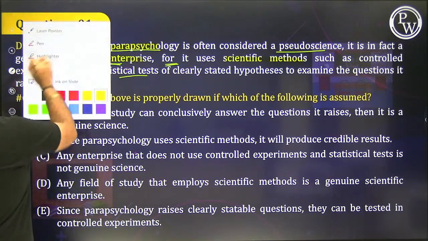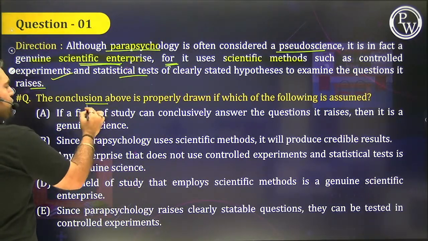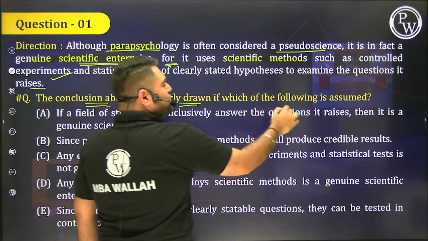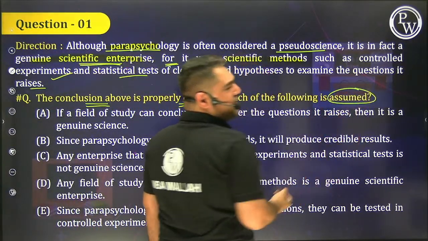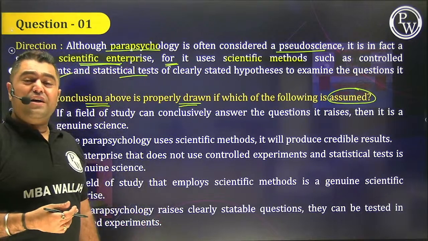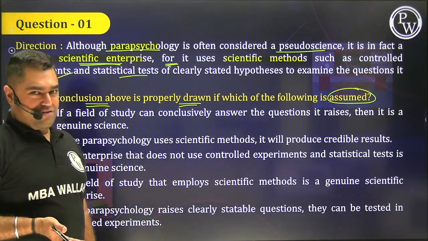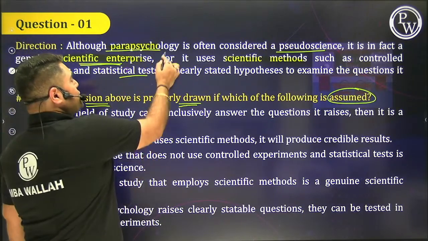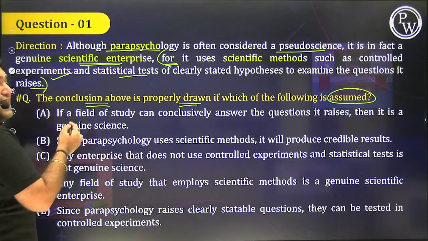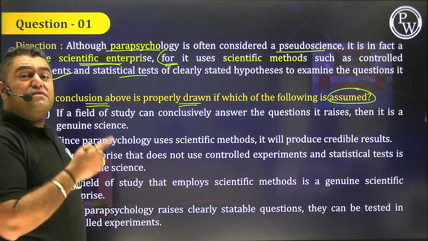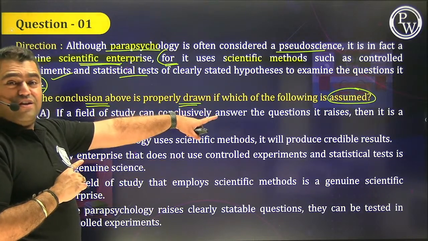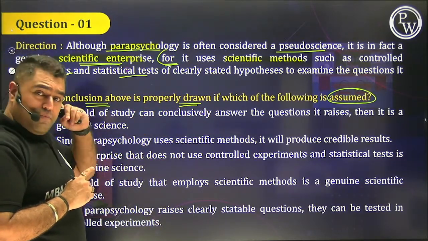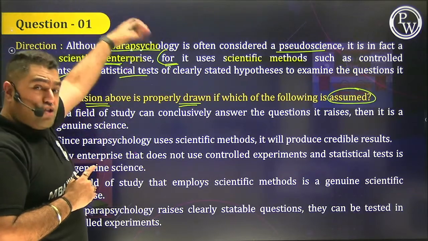Now let's go on to the question. The conclusion above is properly drawn if which of the following is assumed. So the reason why I got this question is, what do we have to do in this question? People, this is the conclusion which is already given. Now what is the assumption is what is asked. So what is the thought process from the options which has been used to arrive at this conclusion?